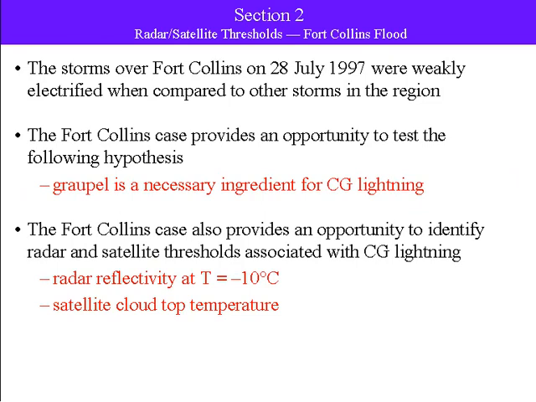This is John Weaver again, and now we'll be moving away from theory a little bit into the area of more practical applications. In this section, we use data from the Fort Collins flash flood that occurred on 28 July 1997 to illustrate some of the principles that we've just discussed, how they can be used to learn more about the evolution of a developing weather situation. The Fort Collins data specifically will be used to highlight some useful radar and satellite thresholds.